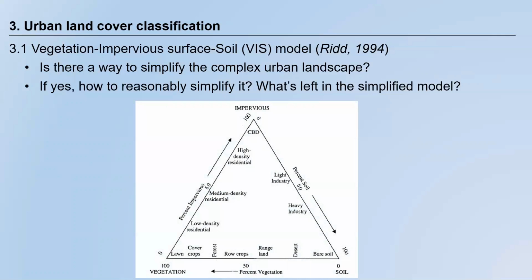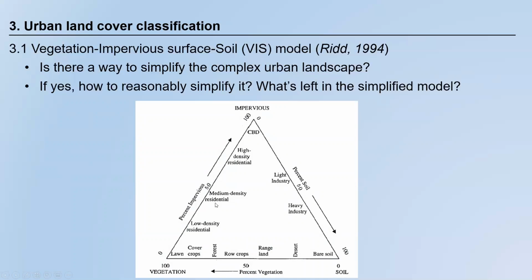But now you should know we have a triangle here, with three corners. The top one is impervious surface. That's one extreme. Another one is called soil. The third one is called vegetation. So we have three sides for this triangle, right? If it is pure vegetation or pure impervious surface or pure soil, then it is easy. But in the real world, it's not possible. It's always a land cover type between two of them.